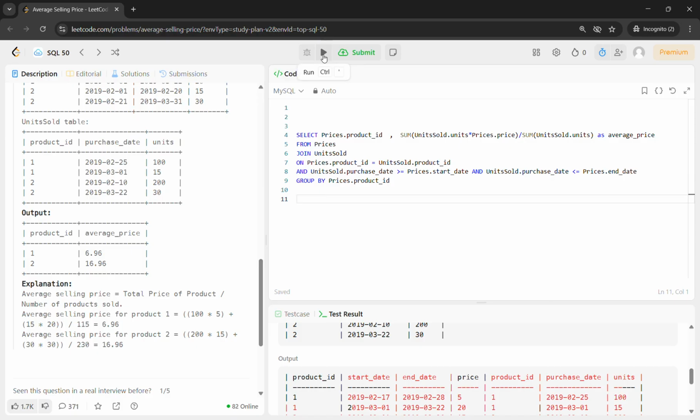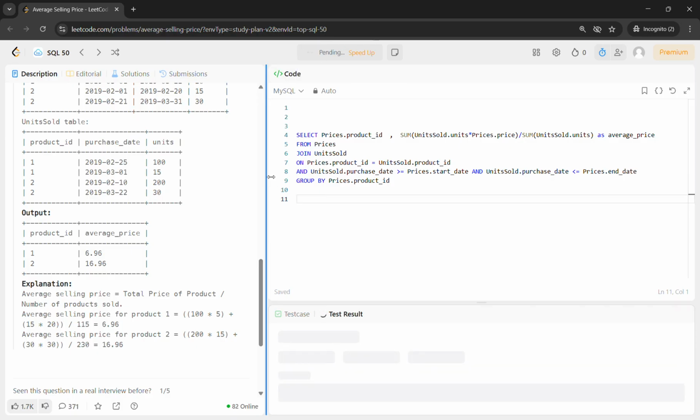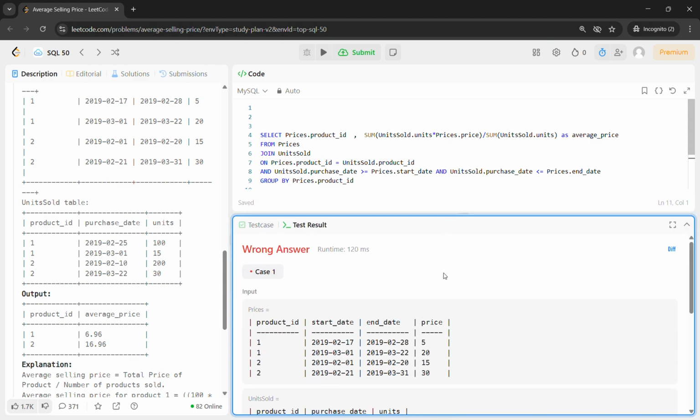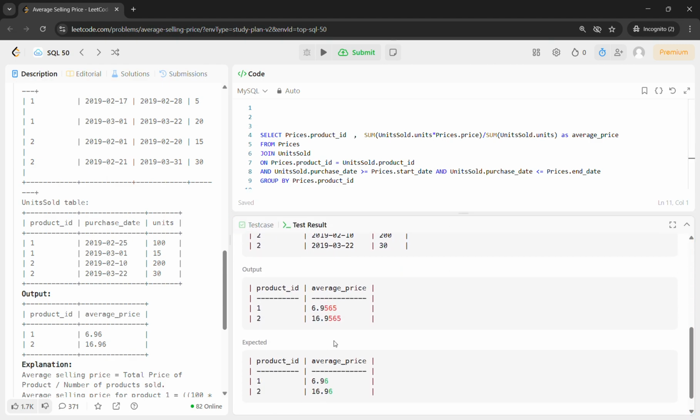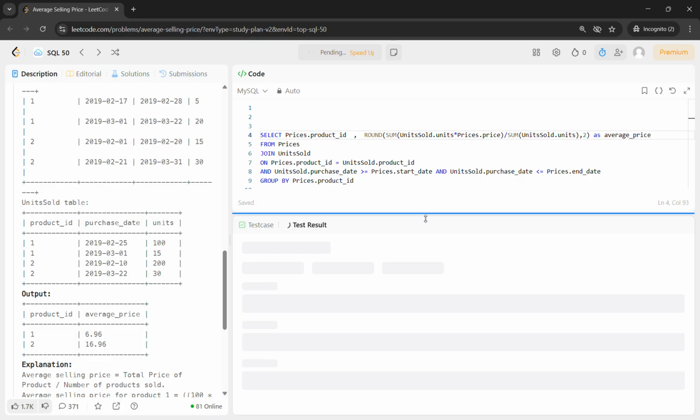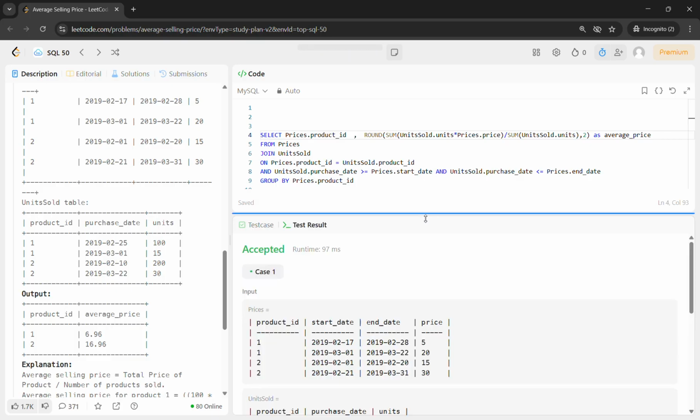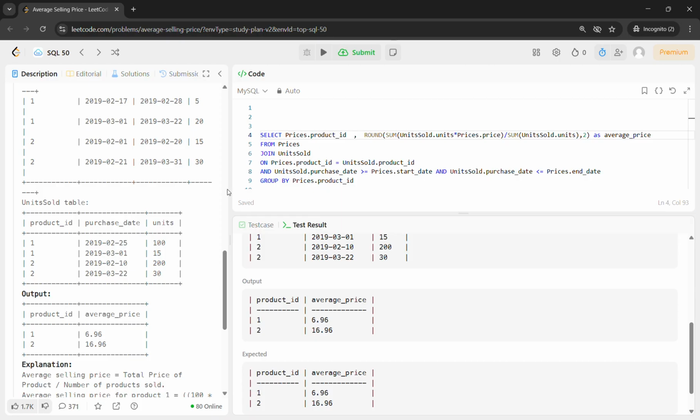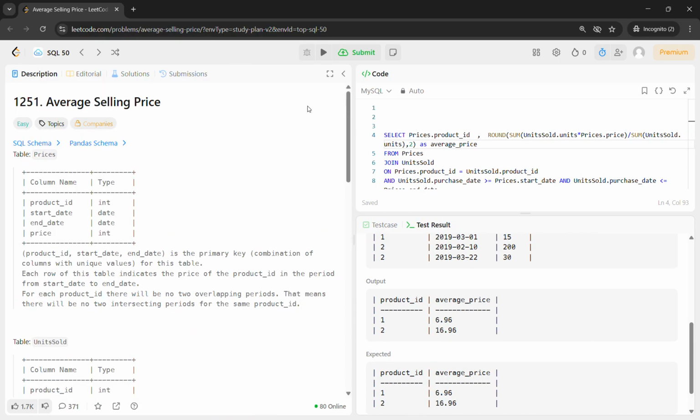Let me remove this one. I executed the query. Okay, so we are getting the expected output, but if you see, I want only 2 decimal places. So for that we know we have to use the round function. Round for 2 digits. Let's run this one. Now the query is working. Still we have to make a few changes, but we will understand. First I will submit this one.